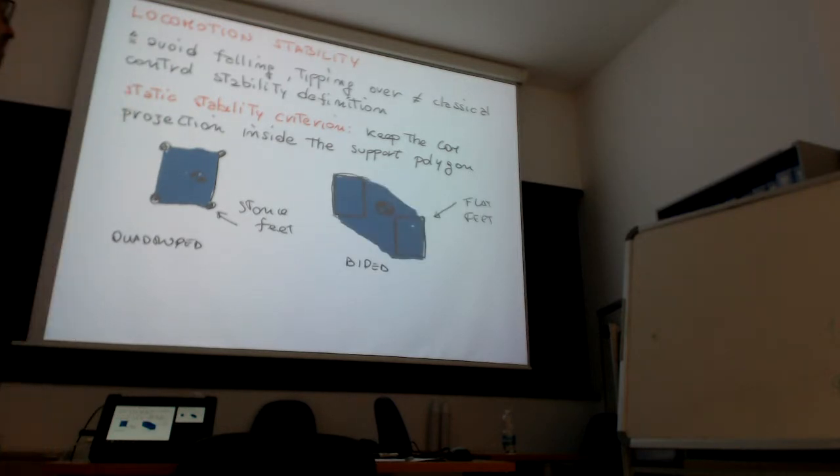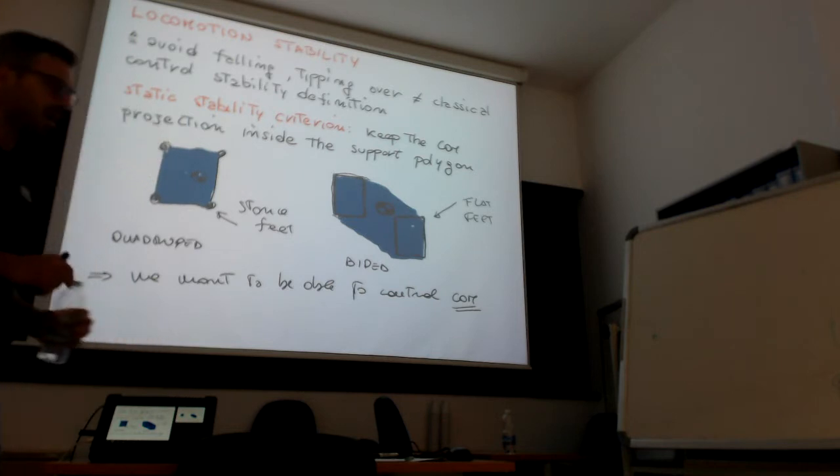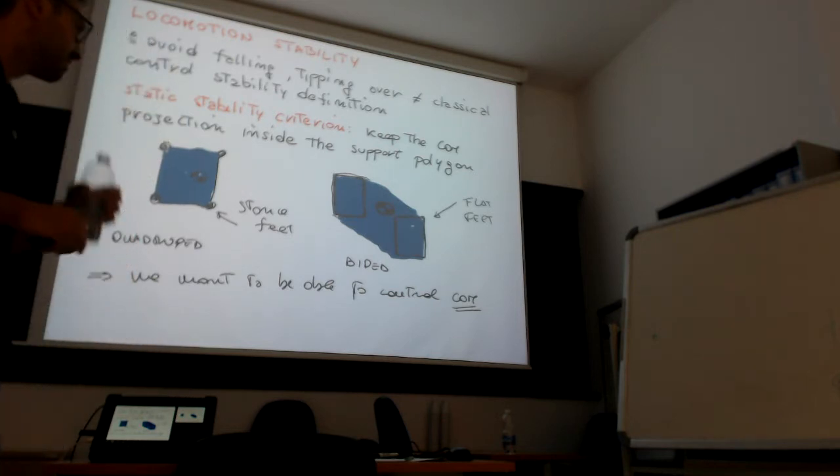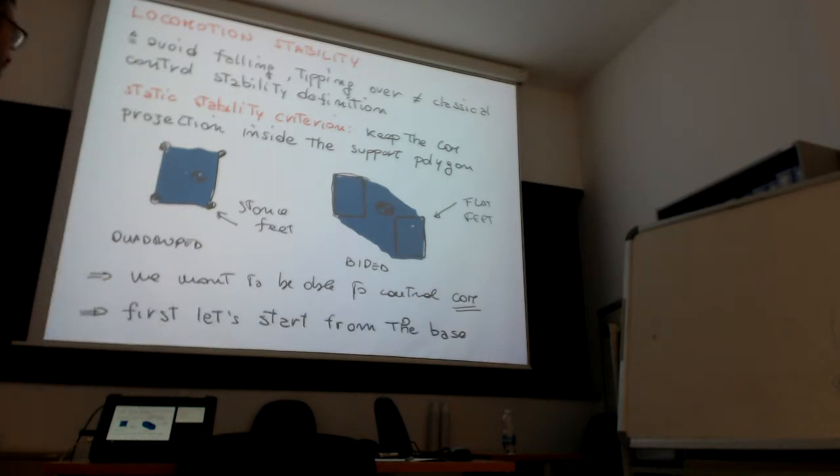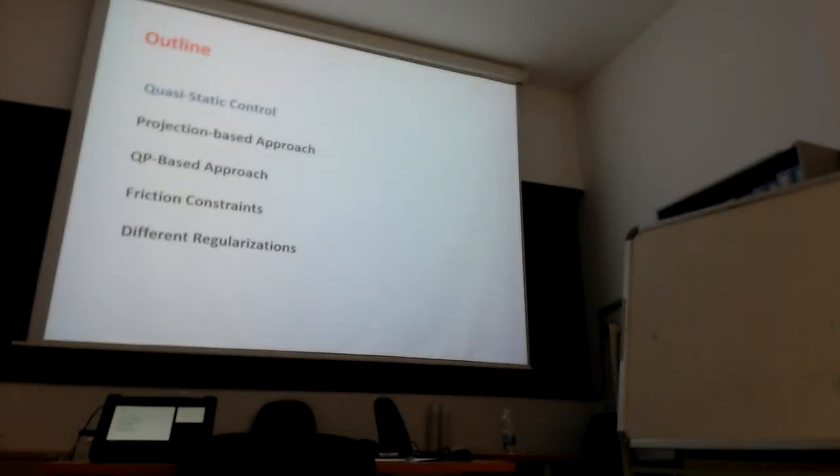In the case of a biped, the flat feet, when you have two feet on the ground, create a support polygon of this shape, and again, if the center of mass is in this area, the robot is stable. But for this reason, because locomotion stability is related somehow to the CoM positioning, we want to be able to control the center of mass with our body controller. But let's first start simple, and we start from controlling the base frame, and then we do an extension to the center of mass.